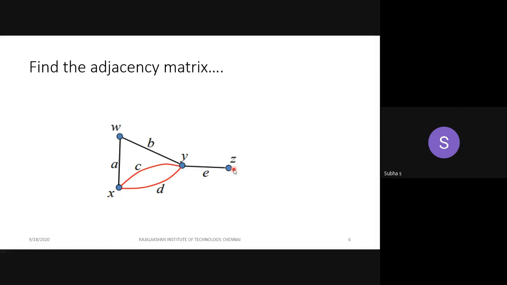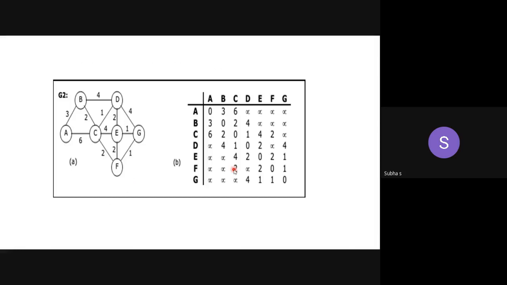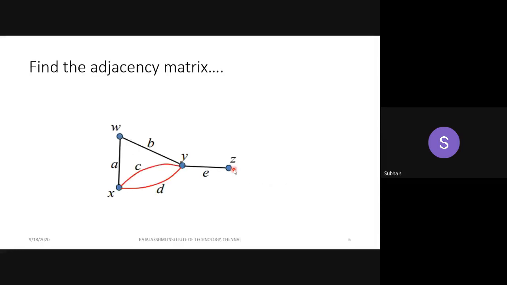Here weight is not given as numbers. In that situation, you should not put A, B like that. In a weighted graph, for this I told you to put numbers only. Here, if there is an edge, put it as 1.